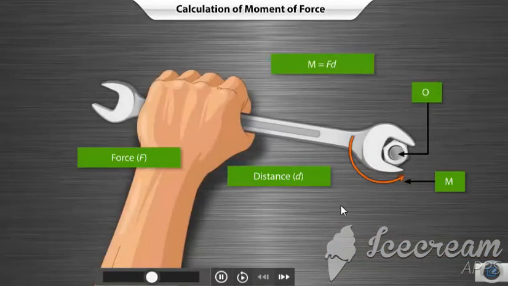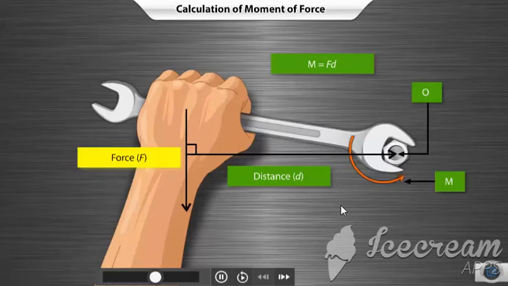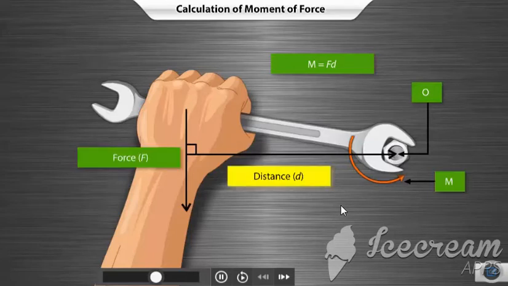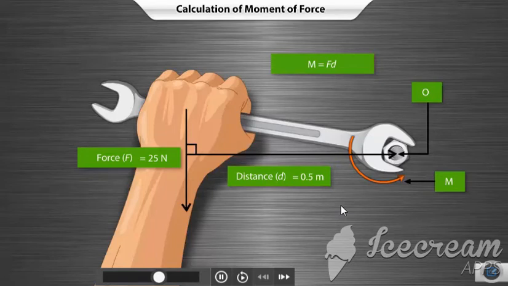Looking at the example of the wrench, where the force applied at a perpendicular distance is causing a rotation of the nut at point O. Thus, moment of force M is equal to force F into perpendicular distance D. Consider that a force of 25 Newton is applied to the wrench at a perpendicular distance of 0.5 meters. Then, moment of a force is equal to 25 into 0.5, which is equal to 12.5 Newton meters.